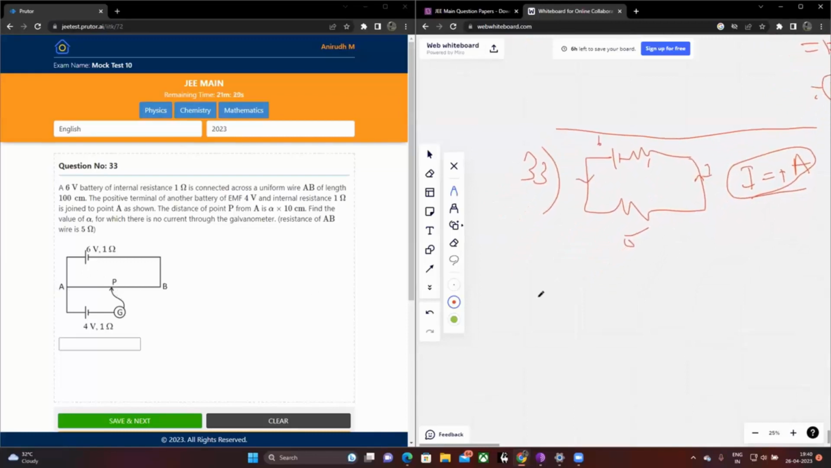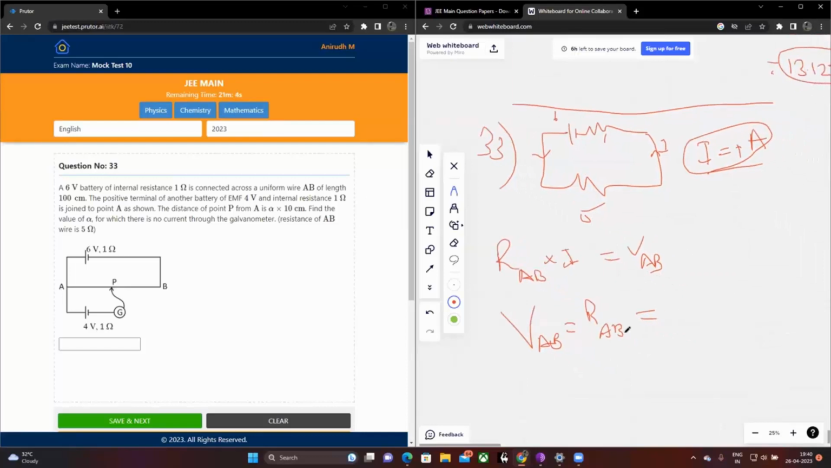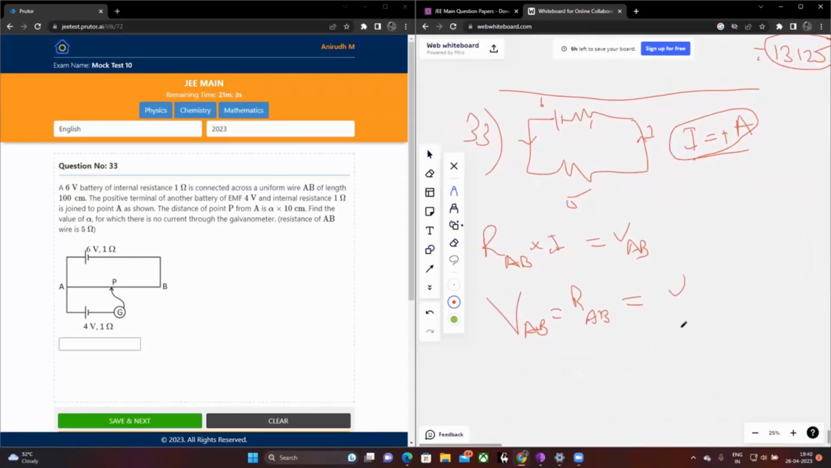Whatever length you have here, the resistance offered by AB, R_AB, into I is going to be V_AB. And since I is 1 A, V_AB is numerically equal to R_AB, that is equal to whatever length this is. Let this be x, and they have given it as alpha. I'll consider it to be alpha dash. So let this be alpha dash divided by 100 into 5.